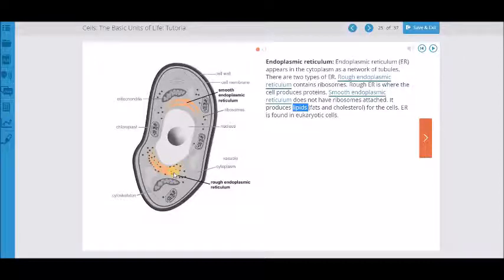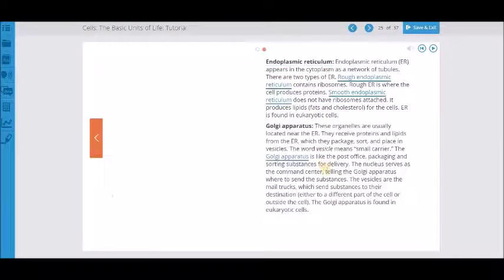Well, the rough ER is just one great big huge protein production plant, and it produces them all day long, right? So when you think of ER, think of big factories that produce stuff. Rough ER makes proteins, smooth ER makes everything else.